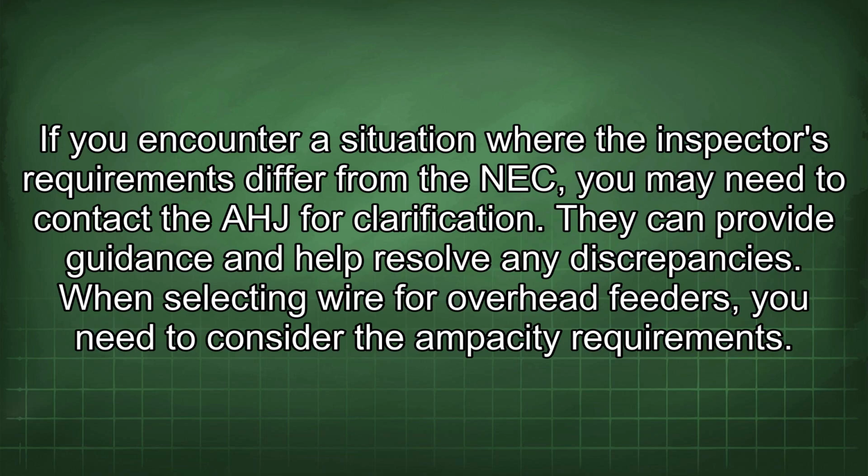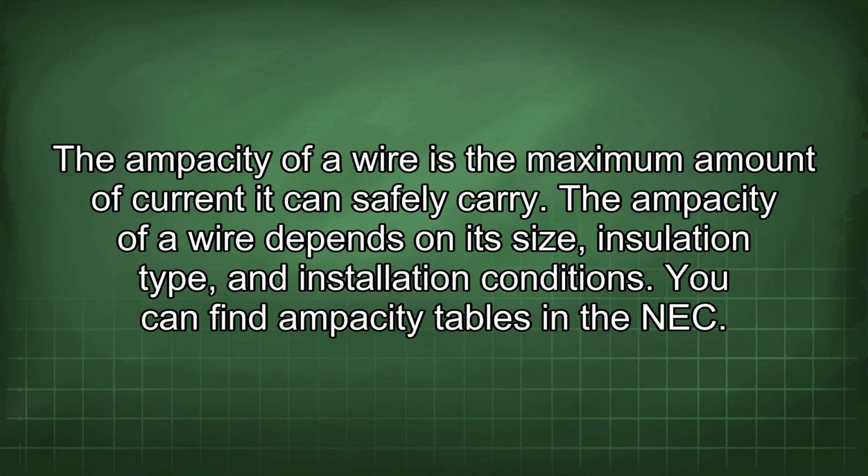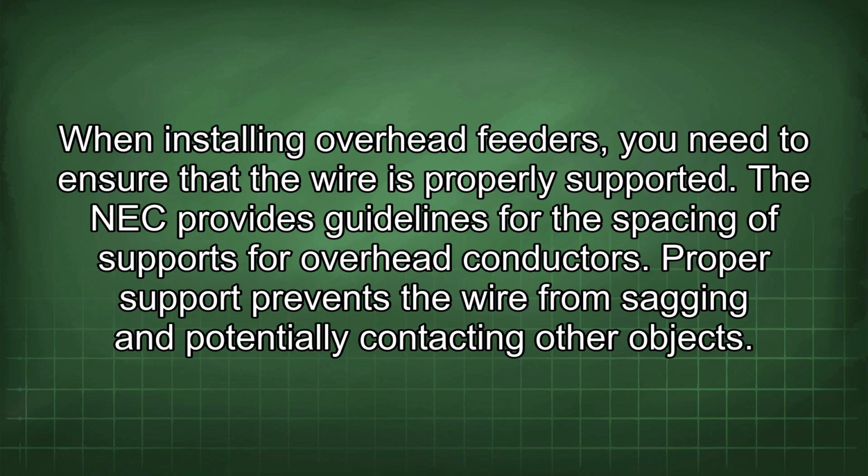When selecting wire for overhead feeders, you need to consider the ampacity requirements. The ampacity of a wire is the maximum amount of current it can safely carry. The ampacity of a wire depends on its size, insulation type, and installation conditions. You can find ampacity tables in the NEC. When installing overhead feeders, you need to ensure that the wire is properly supported. The NEC provides guidelines for the spacing of supports for overhead conductors. Proper support prevents the wire from sagging and potentially contacting other objects.